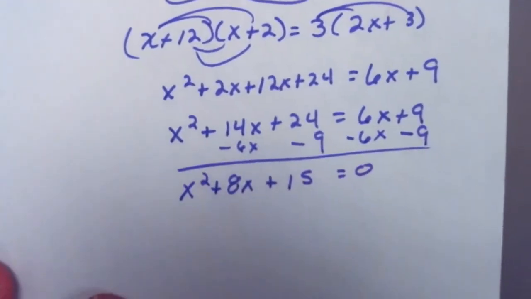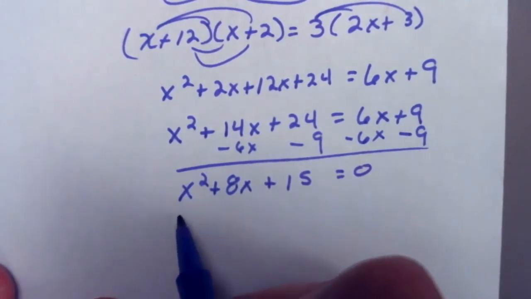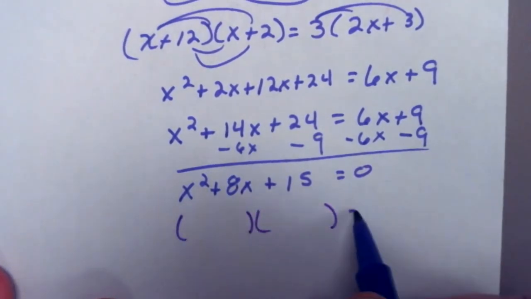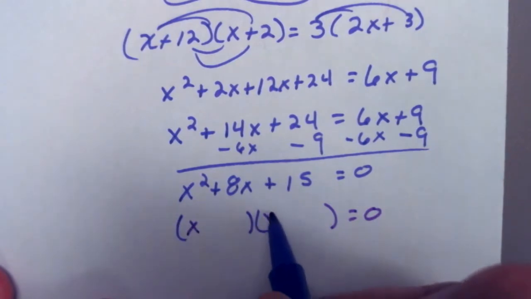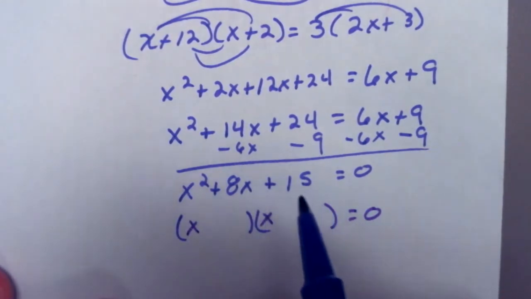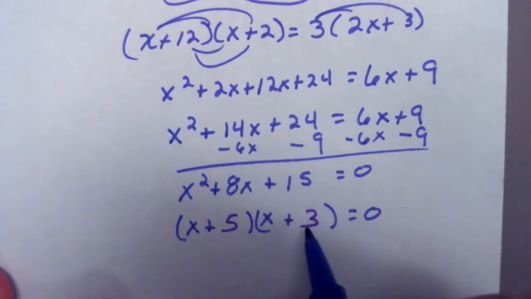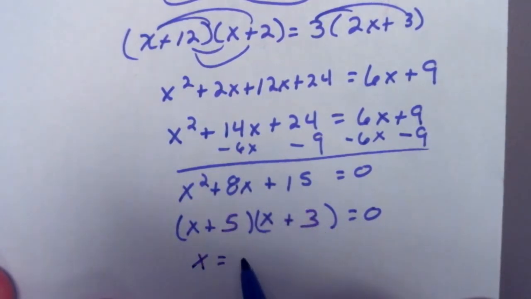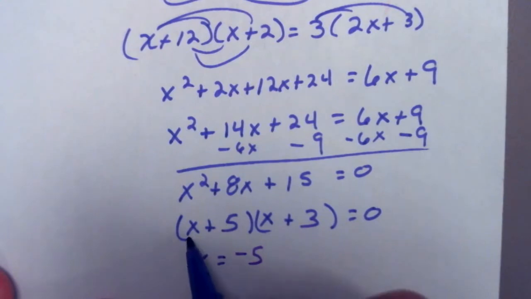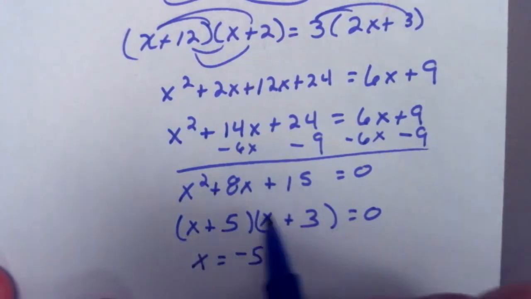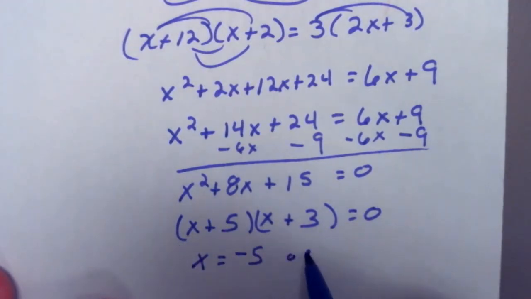All right, I need to solve that. It's a quadratic. You could use the quadratic formula, but that would take a long time. Easier way to do it, since this is factorable, is just to factor it. Two numbers will multiply to 15, add to be 8. It would be 5 and 3. So your two solutions are x equals -5, because -5 plus 5 is 0, and that will make this whole thing equal to 0. Or x equals -3.